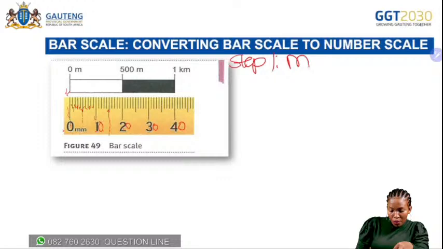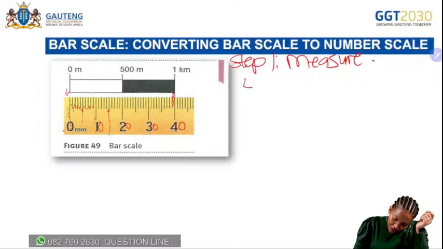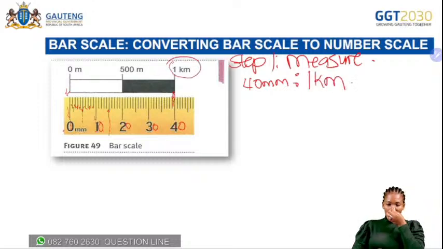Step number 1, you measure. Did we do our measurements? Yes. How much did we measure on the paper using this ruler here? Up to this 4. We measured 40 millimeters. It is actually equivalent to what, guys? To 1 kilometer. We've measured.